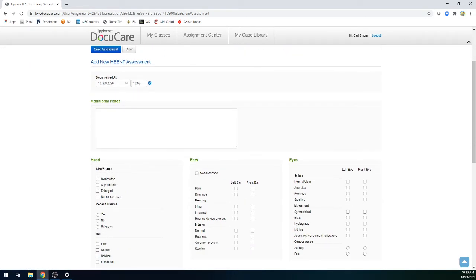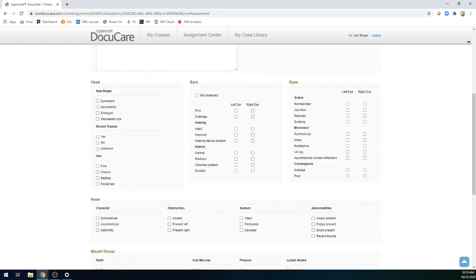So, HEENT. Can we quick look at the patient? Do we have to really do an assessment? Can we just quick look? What's his head look like? Is it symmetric? Is there recent trauma? No, he didn't fall over or anything, get hit by a bus. What does his hair look like? Ears. Is he answering my questions appropriately? So I'm guessing his hearing is intact, correct?